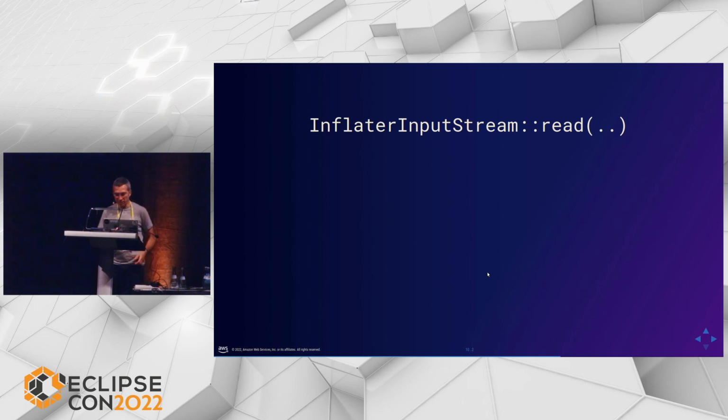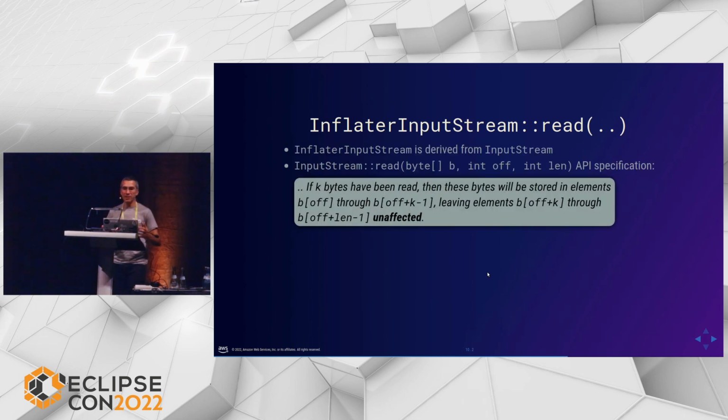faster or compresses better. And one issue is with InflaterInputStream.read, because InflaterInputStream is derived from InputStream. And InputStream.read has this specification. It takes a byte array for reading bytes into, an offset and the length. And then it says it reads k bytes into your output buffer, but all the bytes beyond the last read byte will be left unaffected. That's just how InputStream is defined. And just by virtual inheritance, InflaterInputStream has the same specification.